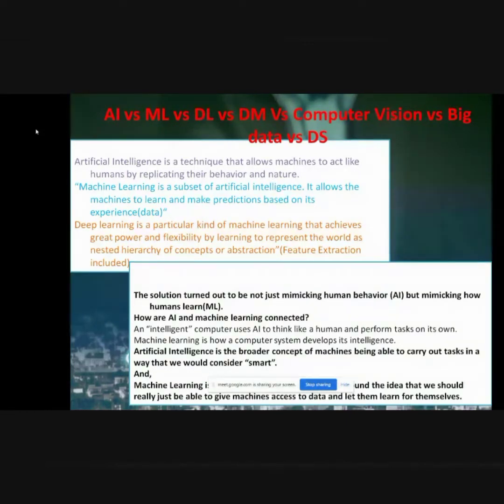You are making some machines that behave like us or act like us humans. That concept is what we call artificial intelligence. It may be hardware, it may be software, or whatever it is, it's everything combined. The concept is the same, but that concept I have to implement.